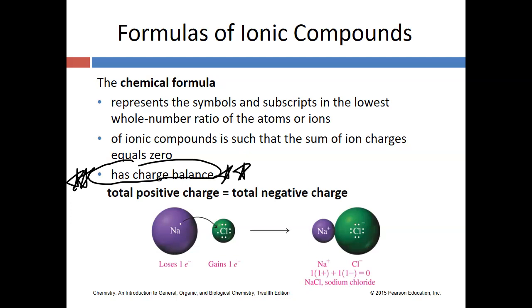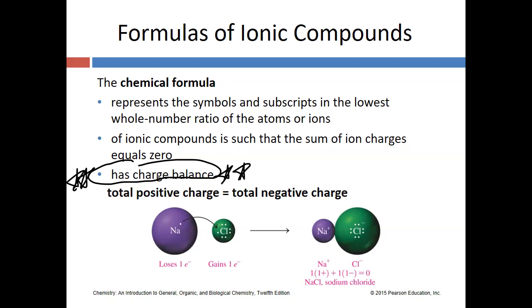Charge balance tells us that the formula is going to be 1-to-1 if I have an alkali metal and a halogen reacting with each other, like sodium and chlorine here. But it is not limited to that. I can have sodium react with oxygen just as well. I can have sodium react with nitrogen just as well. The only thing that we would notice is that the chemical formula would change accordingly.